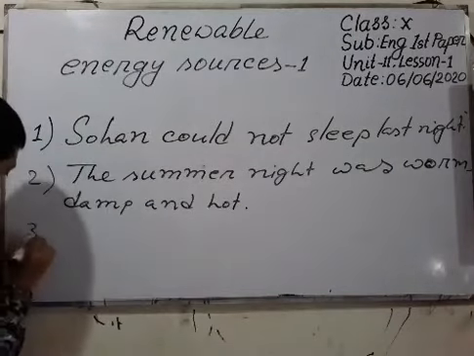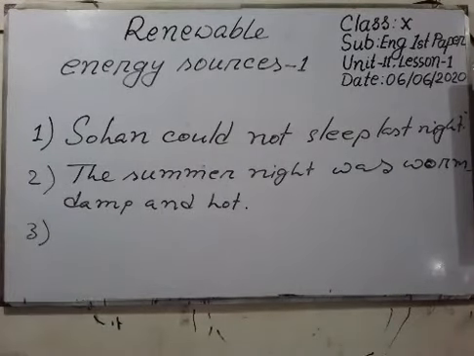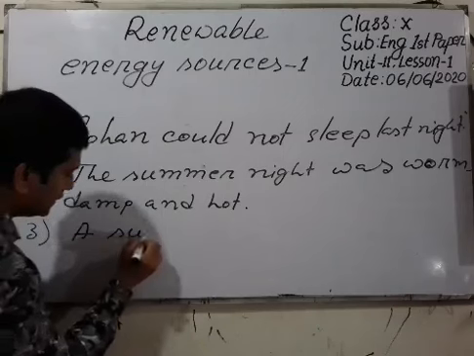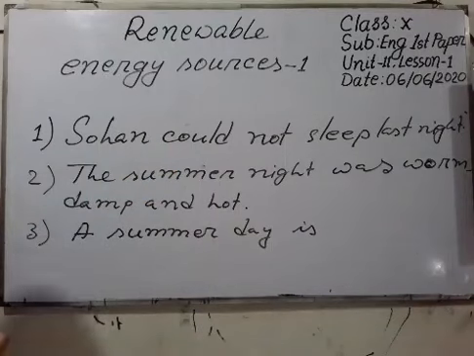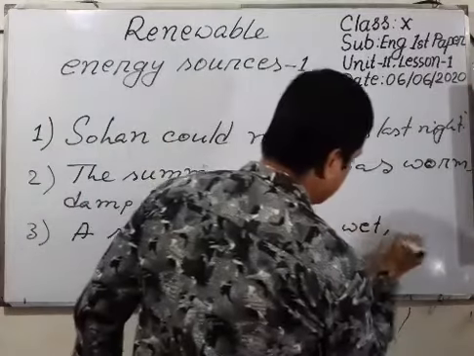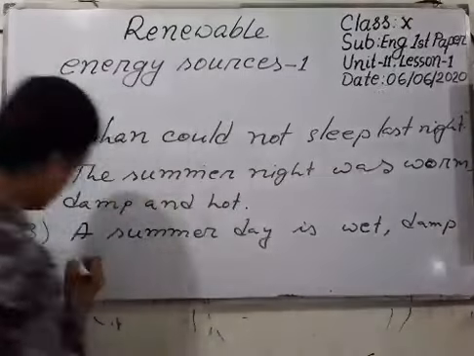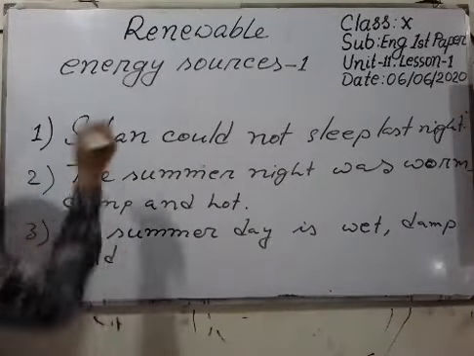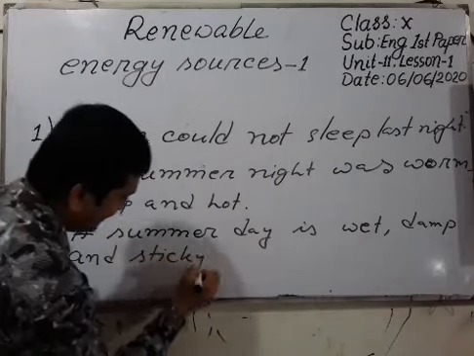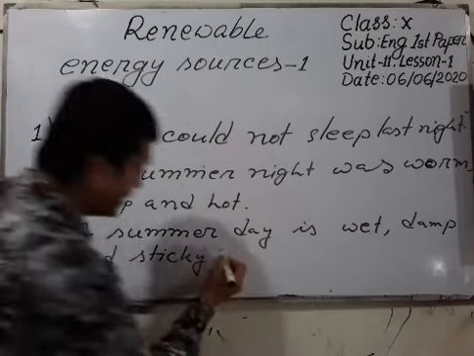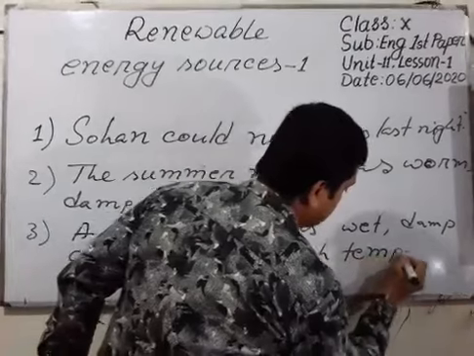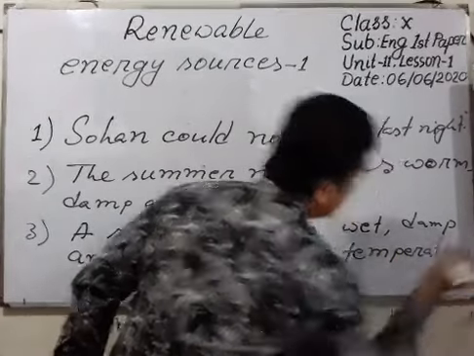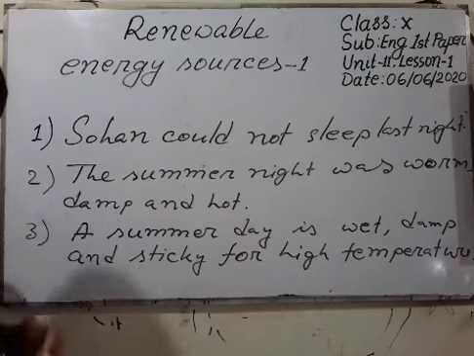Okay. And question number 3, the question is, how is a summer day? A summer day is, we can write, a summer day is wet, damp, and you can use this word, sticky. Okay. Why? For high temperature. Thus you'll solve the rest of two questions.